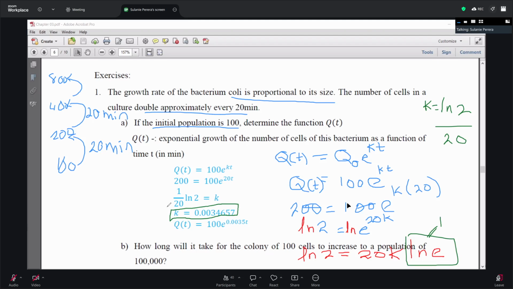Then we can write the equation for Qt. So Qt is equal to Q naught, which is 100, the initial value, e to the power k, this value, 0.0035, kt. So this is the formula for Qt.